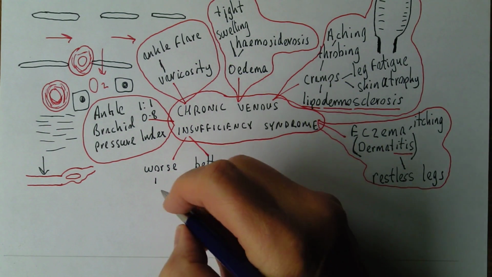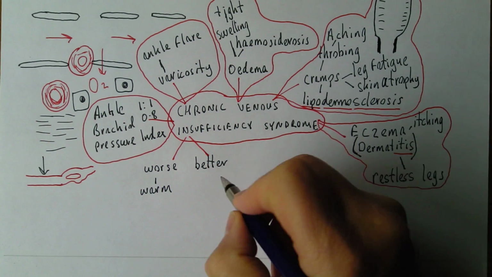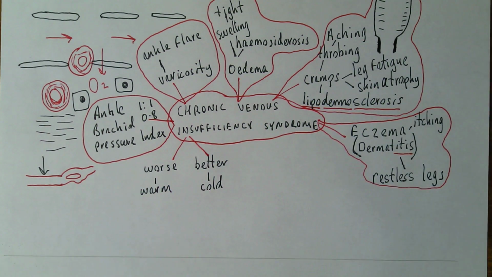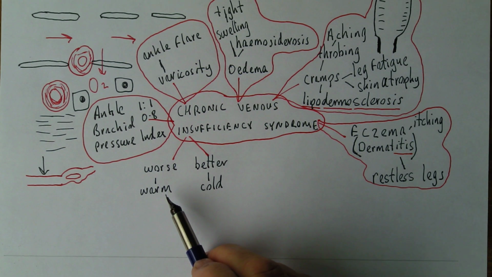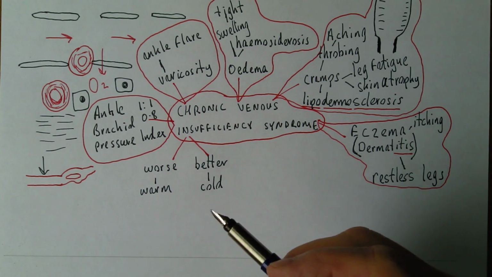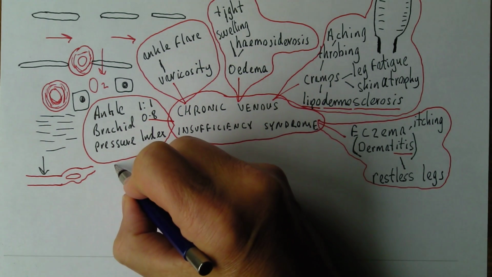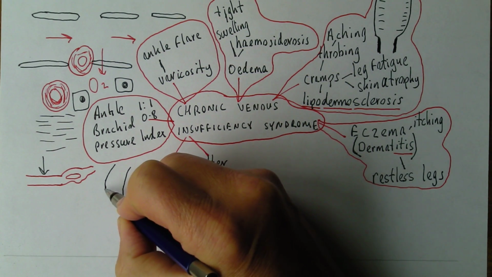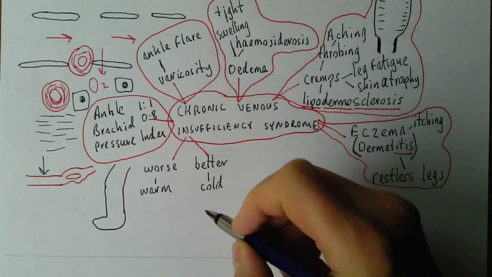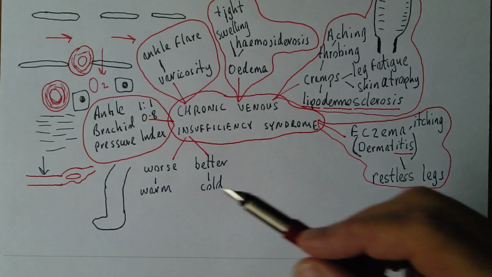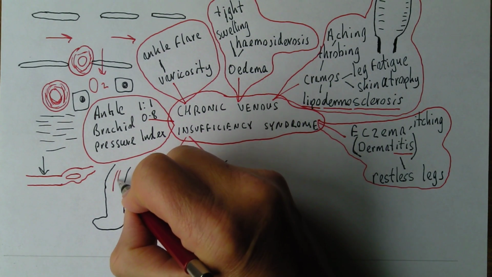So it's worse when it's warm, better when it's cold. So what's happening here is in the warm, there's going to be peripheral arterial vasodilation. More blood is going to go into the limb, into the subcutaneous tissues, because there's going to be vasodilation in response to warmth. And that's going to increase the total amount of blood in the leg. So when it's warm, if we think about the leg here, there's going to be vasodilation of the vessels going into the leg. So there's going to be more blood.